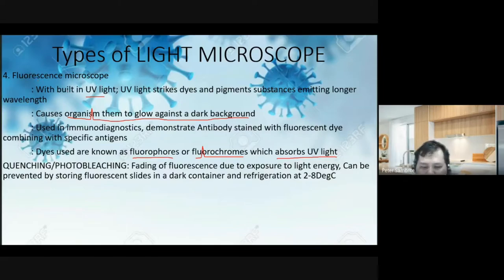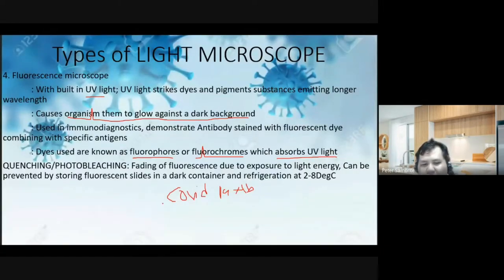Typically, class, your fluorescence microscope is used in immunodiagnostics. It demonstrates antibodies stained with fluorescent dye combining with specific antigens. So hypothetically, class, let's say you have your COVID-19 antibody. What the medtech would do, they would stain it using a fluorescent dye. And after staining, they would inject it into the body. And remember, your antibodies would attack a specific antigen. So it would look for the COVID-19 virus.